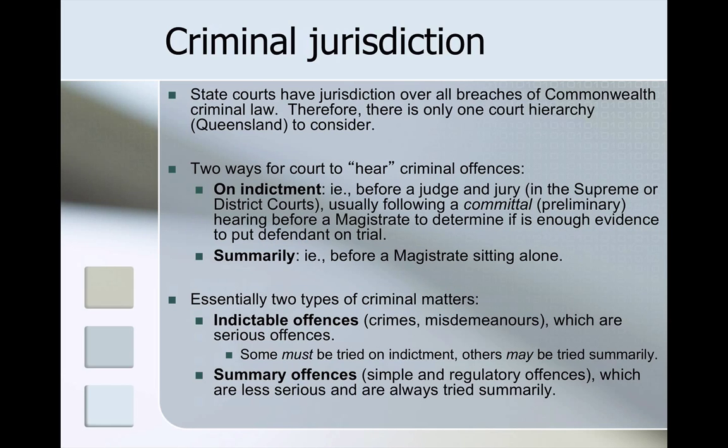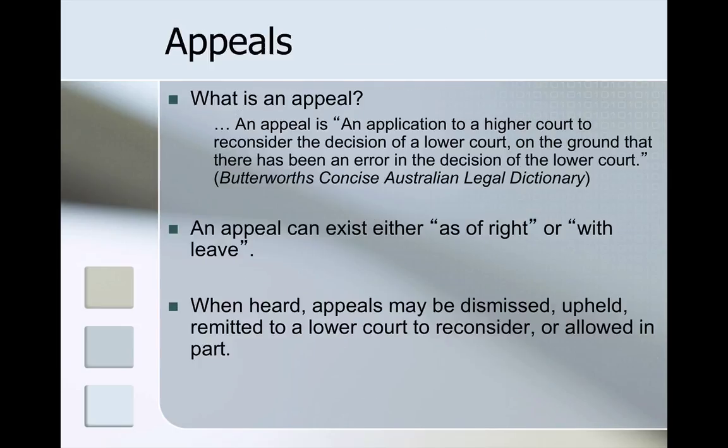And there are essentially two types of criminal matters. There are indictable offences, which are referred to as crimes and misdemeanours, which are serious offences. And then there are summary offences, which are simple and regulatory offences, which are less serious and are always tried summarily. The next way to think about jurisdiction is to make, again, that distinction between a court's original jurisdiction and its appellate jurisdiction.